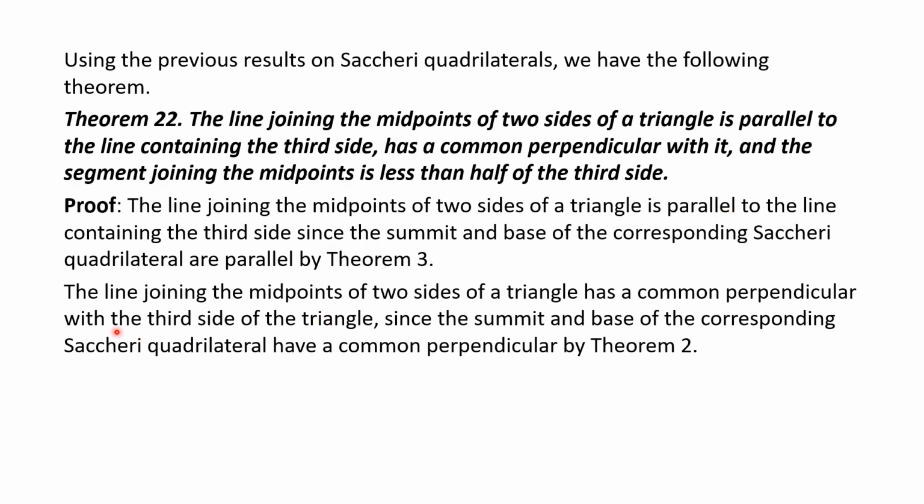And then from theorem 2 we get the second part here. The line joining the midpoints of the two sides of a triangle has a common perpendicular with the third side, since the summit and base of the corresponding security quadrilateral have a common perpendicular. That was theorem 2 from lesson number 3. So what we're left with is the third part here. The segment joining the midpoints of two sides is less than half of the length of the third side. We'll prove that on the next slide.